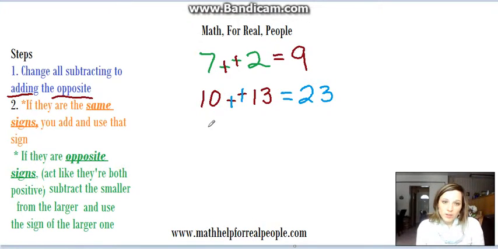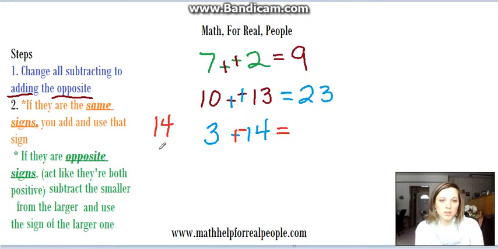Okay, so now let's say you have 3 subtract 14. Now, there's no negatives there, but you can see that the 14 is bigger than the 3. So you can change this to adding the opposite, and now we finally have something that has opposite signs. So let's look at that. If it has opposite signs, you act like they're positive, you subtract the smaller from the larger, and use the sign of the larger one. So don't make that confusing. You take the big one, subtract the smaller one, bam, bam. You say, okay, it's 11, I use the sign of the bigger one.